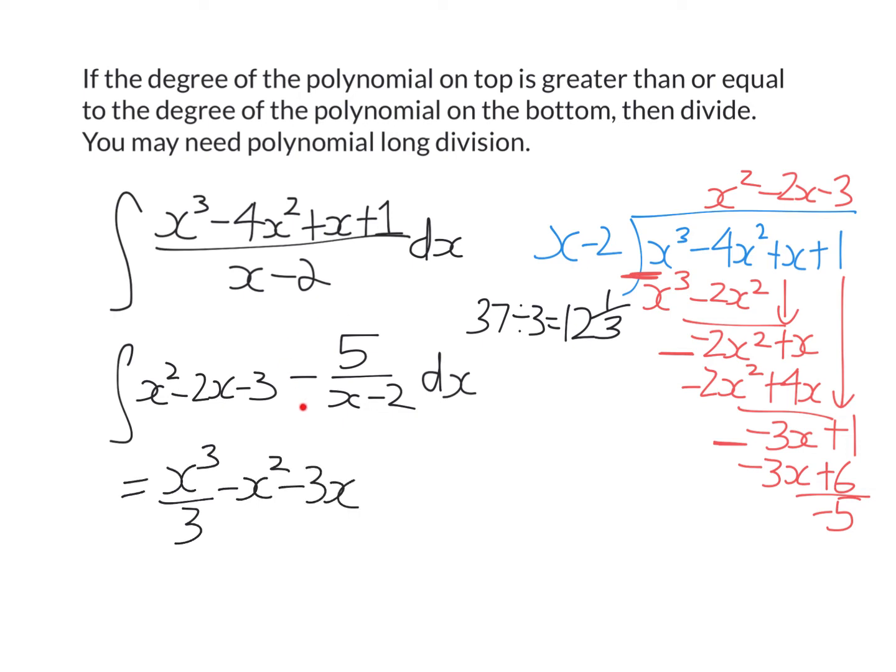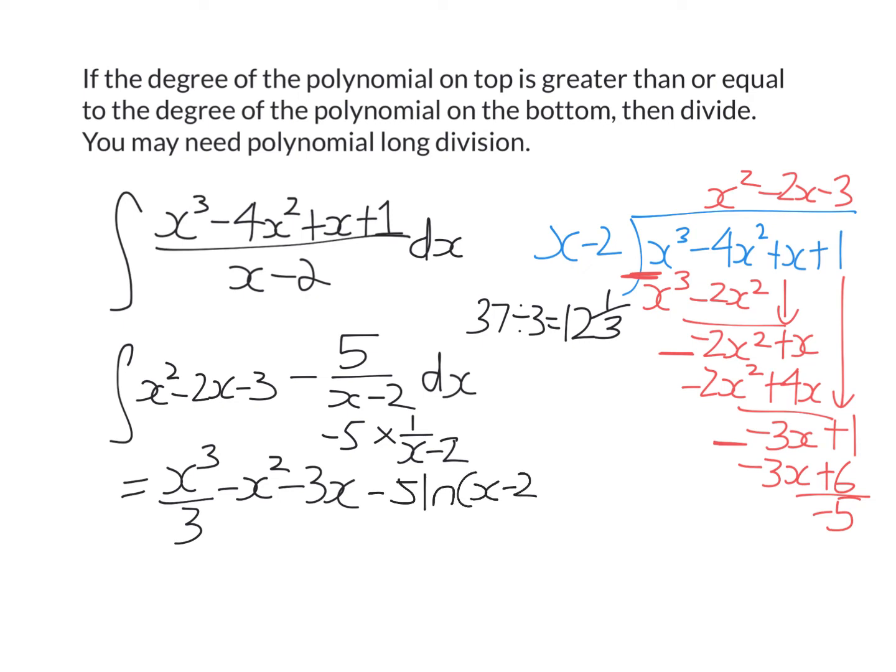So now we know how to integrate this, because of course this is just the same as minus 5 times 1 over x minus 2. Well, for 1 over x minus 2, we've got a function on the bottom, its derivative on top, that's just ln of x minus 2. So there we are, done that.